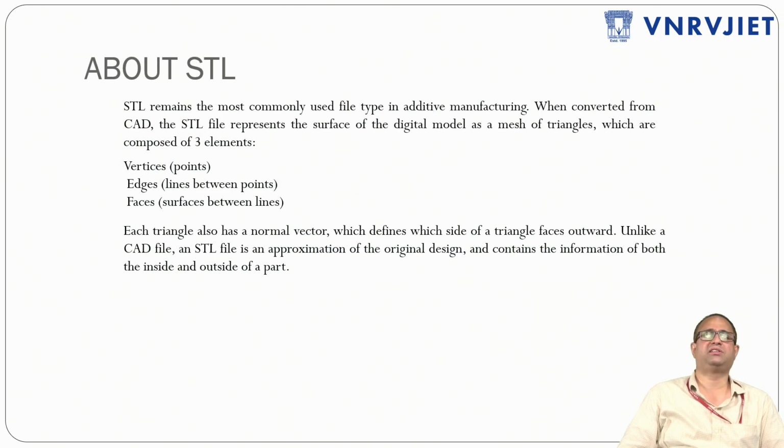Similarly, what is an STL file going to consist of? An STL file consists of vertices, edges and faces. Vertices are the points, edges are the lines between the points, and faces are the surfaces between the lines. Each triangle has a normal vector, which indicates which side of the triangle faces outward. An STL file is basically an approximation of the original design and contains the information of both the inside and outside of the part.